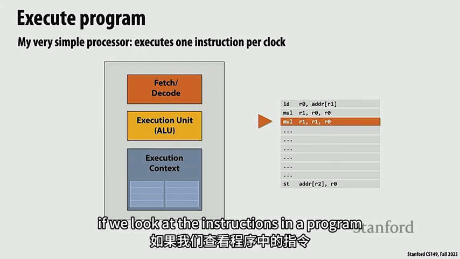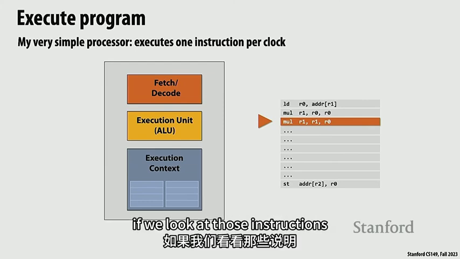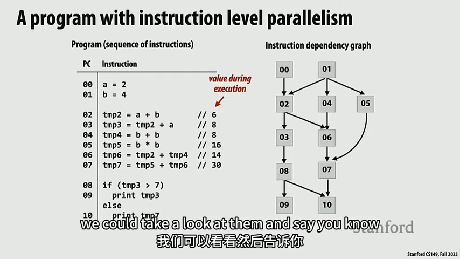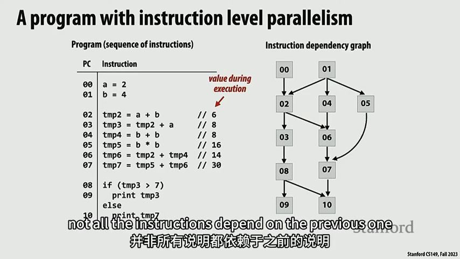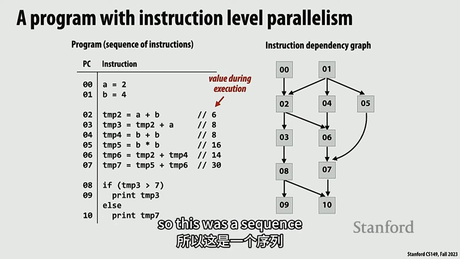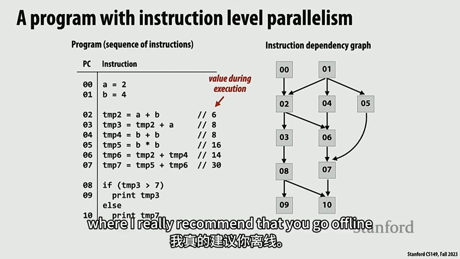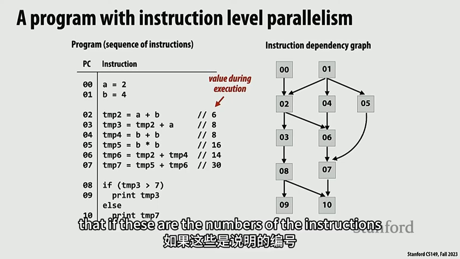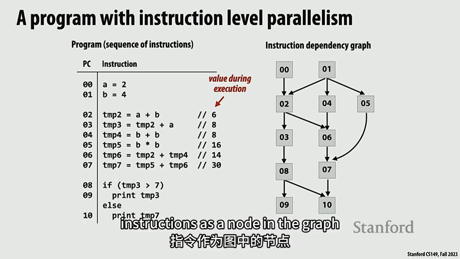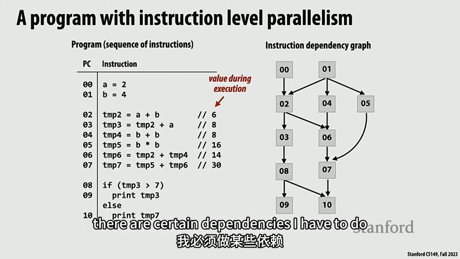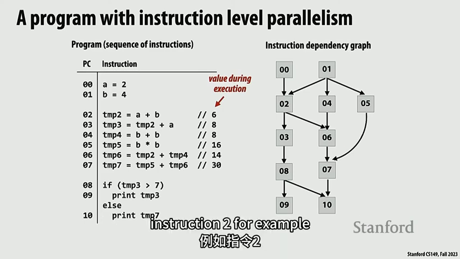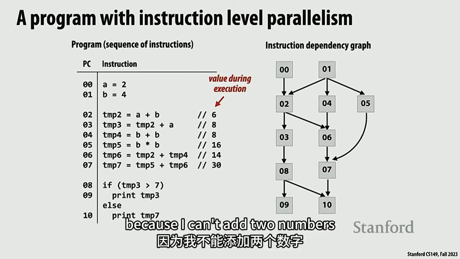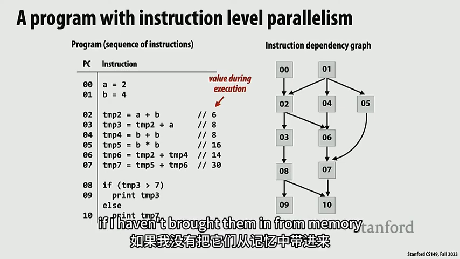We said, well, if we look at the instructions in a program, and this was a larger program, we can take a look at them and say, not all the instructions depend on the previous one in the sequence. I really recommend that you go offline and confirm to yourself that if these are the numbers of the instructions, and I'm representing those instructions as a node in the graph, there are certain dependencies. I have to do instruction 2, for example, after I do instructions 0 and 1, because I can't add two numbers if I haven't brought them in from memory or something like that.